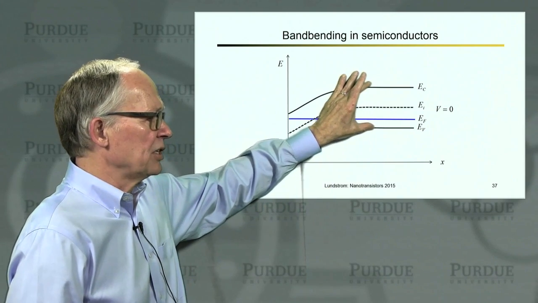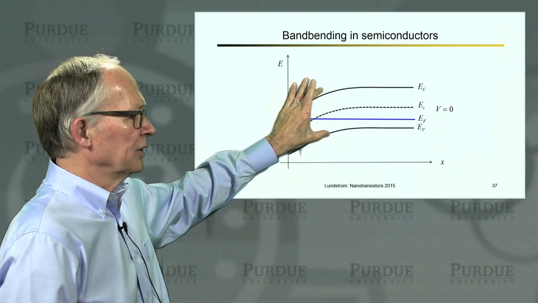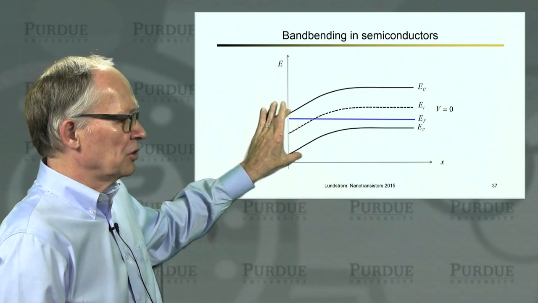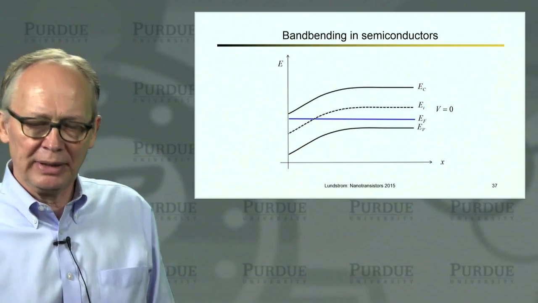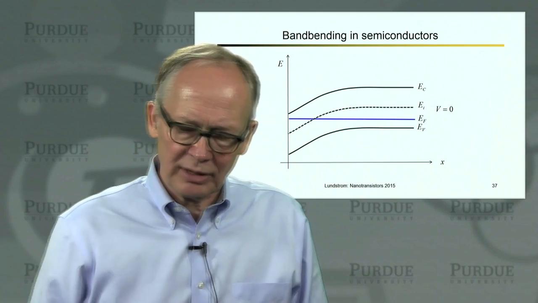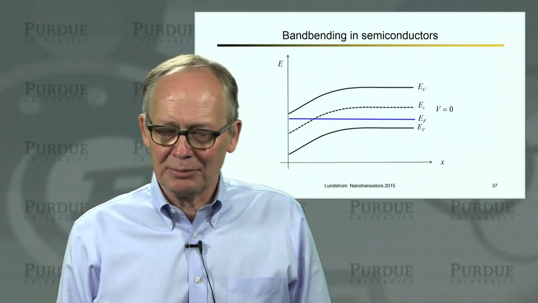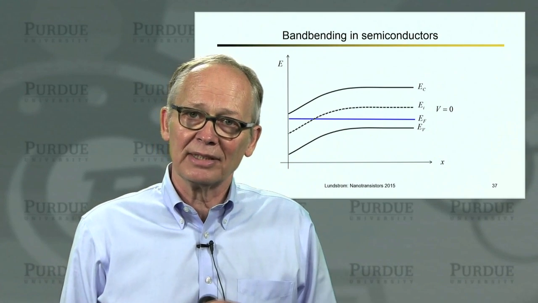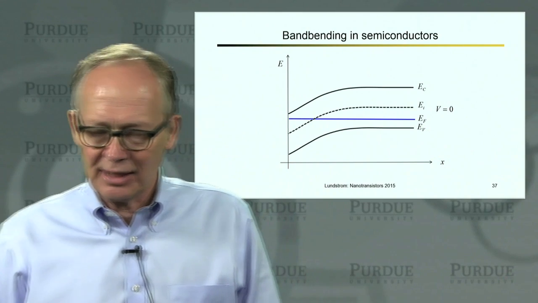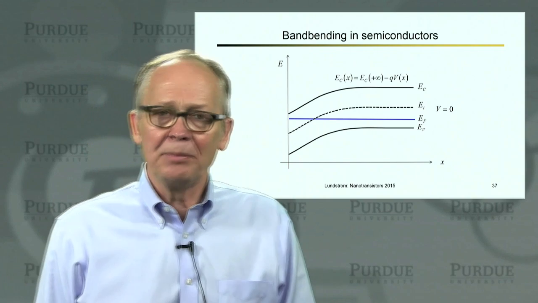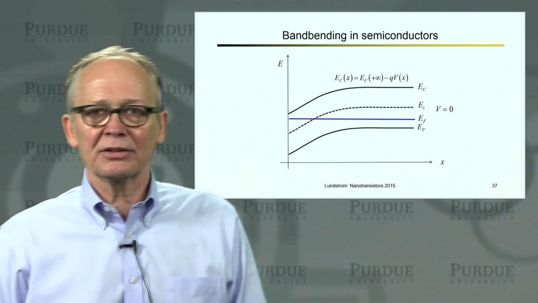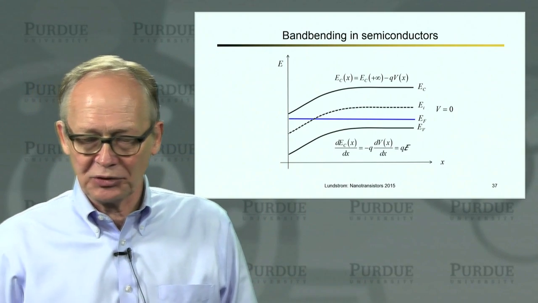But since the voltage is getting more and more positive near the surface, and positive voltage lowers the energies, the bands bend down. So when I look at this, I would say I have a semiconductor with some band bending. But notice that the Fermi level is constant. That tells me that I'm in equilibrium. The bands bend because the electrostatic potential is changing with position.